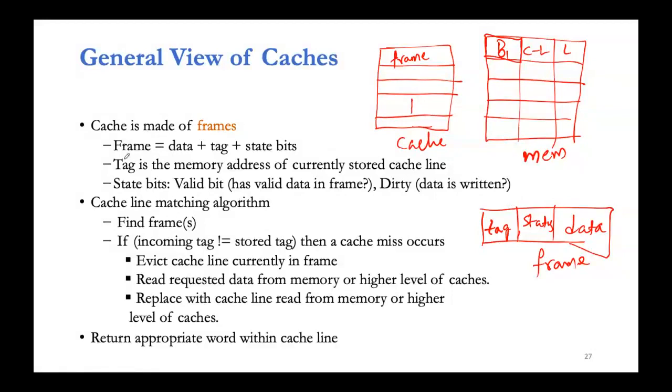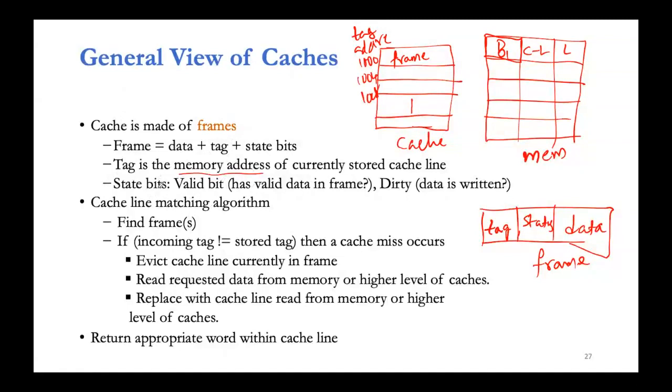So this is the structure of the cache. The cache is made up of frames, and the frames consist of data, tag, and state bits. The tag is simply the memory address of the cache frame, like address 1000, 1004, 1008, and so on. The state bits are valid bits that say whether the frame has valid data or not, and if the data is not valid, then it will be written back.